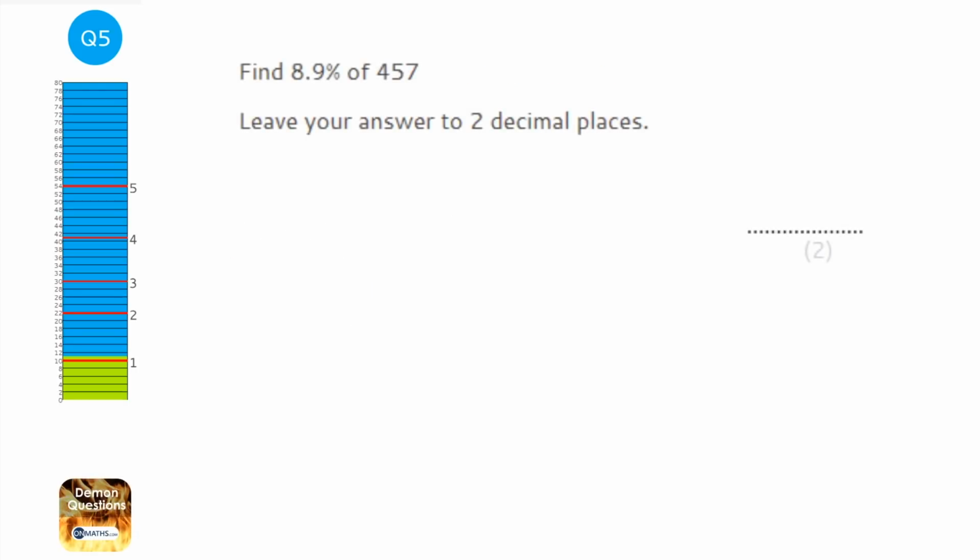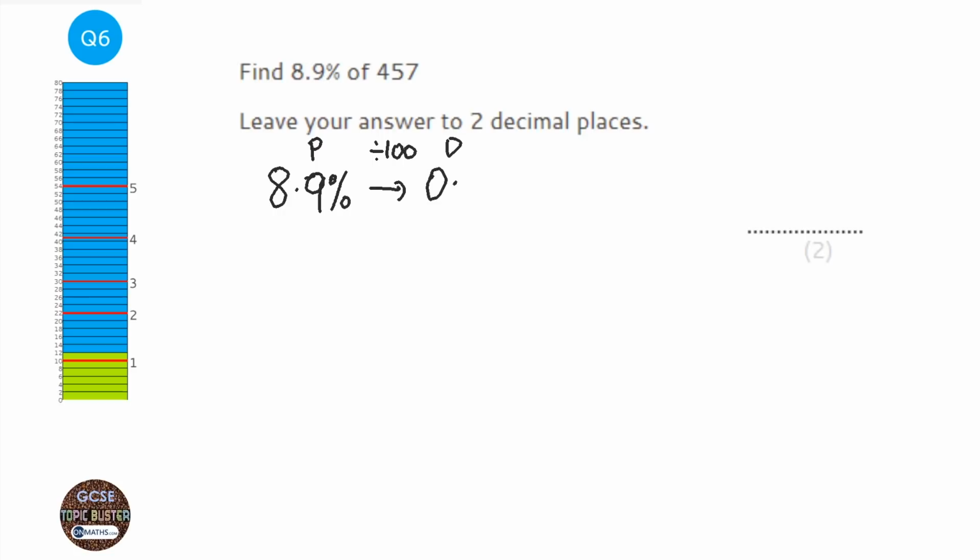Alright, so we're asked to find 8.9% of 457. So first of all, I'm just going to convert 8.9% into a decimal. So this is it as a percentage, and as a decimal, I'm just going to divide it by 100, and you always do that to percentages to find decimals. So 8.9 divided by 100, and that gives me 0.089. And all I need to do is get my quantity and times it by that decimal.